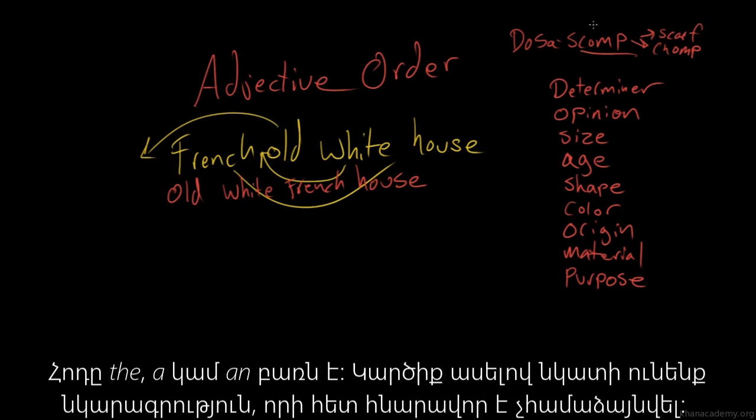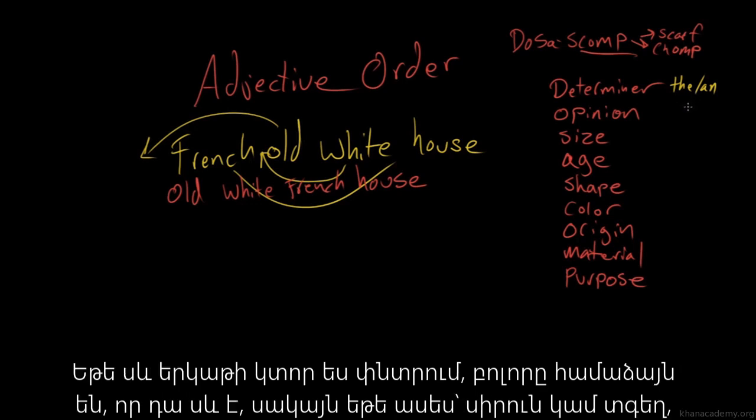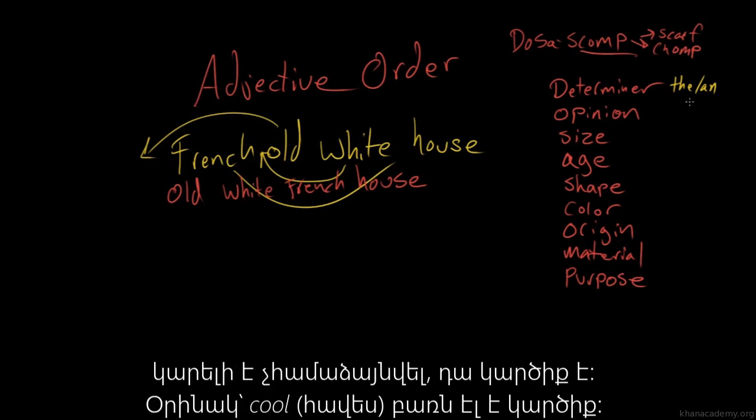dosas. So, dosascomp. Determiner, and that's words like "the" or "an." Opinion, this is, when you're describing something, there are certain descriptors that not everyone would agree with. So if you're looking at a piece of black metal, everyone will be able to agree that it is black. But if you think it's cool looking or ugly looking, anything that anyone could conceivably disagree about, that's an opinion. So, cool, for example, that would be an opinion.